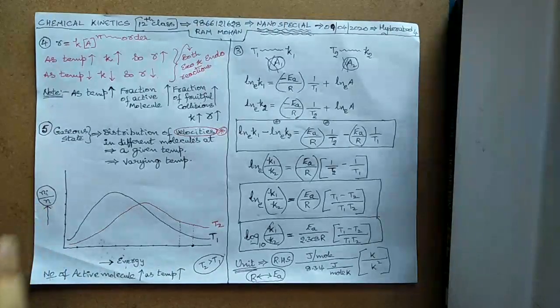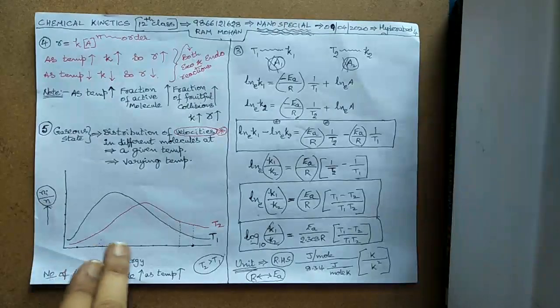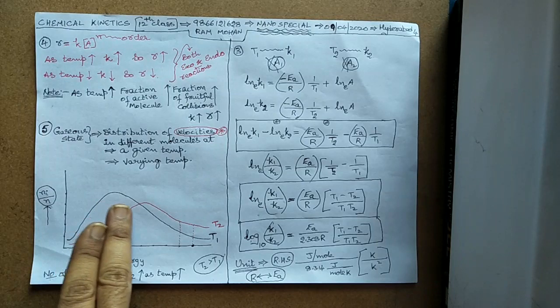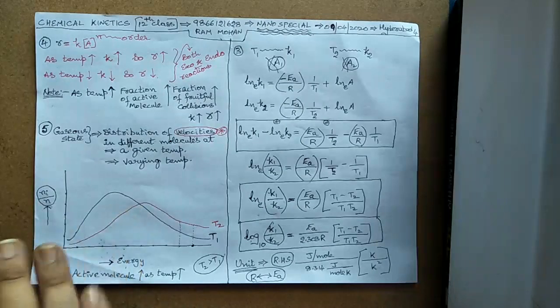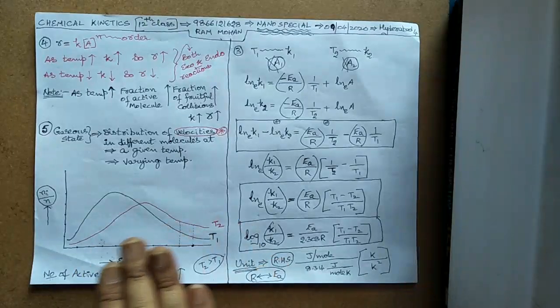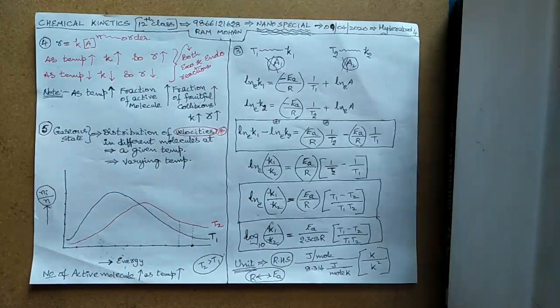So when we talk about it, the fraction of molecules having lower energies drops, the fraction of molecules having higher energies rises, and the fraction of molecules having intermediate energies drops, but that rises to higher energy levels. So why did we learn all these things? Let's get back to the kinetics part.